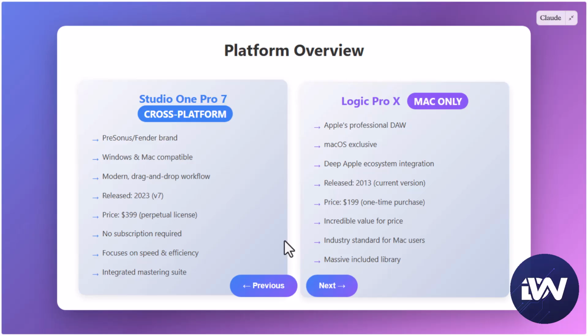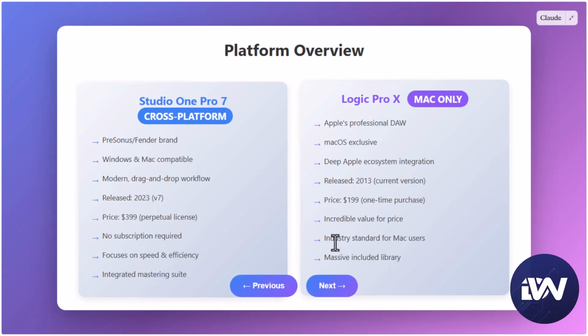Logic is especially strong for music production, film scoring, and songwriting. Its MIDI tools are some of the best in the industry, and features like Live Loops, Drummer, and Smart Controls make creating music fast and intuitive. However, Logic's workflow can feel a bit rigid, especially if you're coming from another DAW.